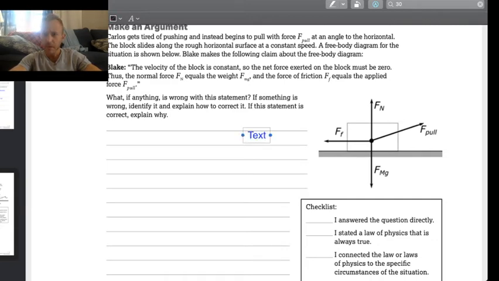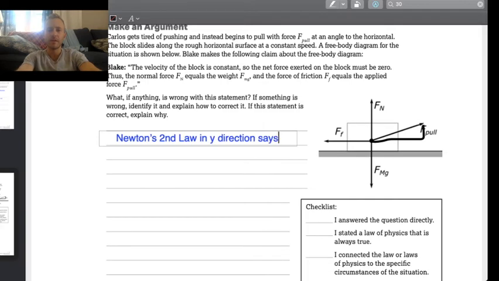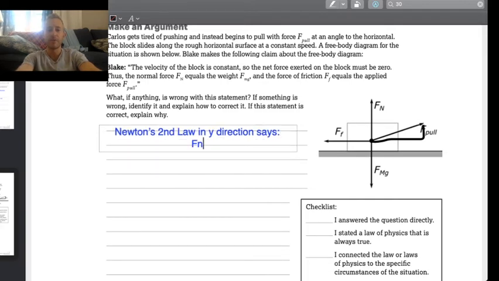Well, one of the things we can see is that the pull force has a vertical component and a horizontal component. Okay? So basically what that means is that Newton's second law in the y direction says F net, or F normal, plus F pull in the y direction minus F mg equals 0.